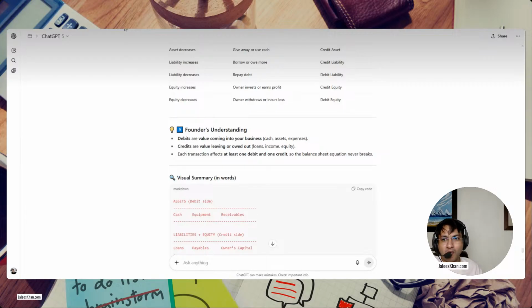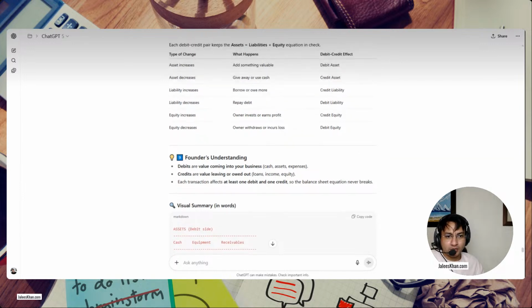As we move again towards this one, there's a confusion for me here. It says each transaction affects, okay, I got it. For understanding, debits mean value coming into the business. Credits mean value going away from the business. So if we are crediting someone, then we are giving away something.